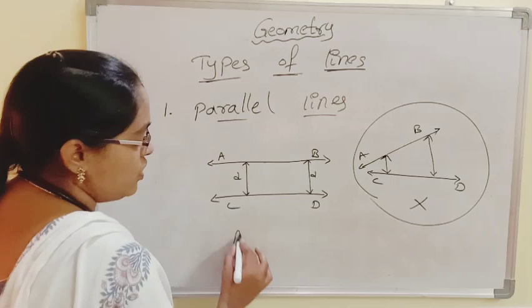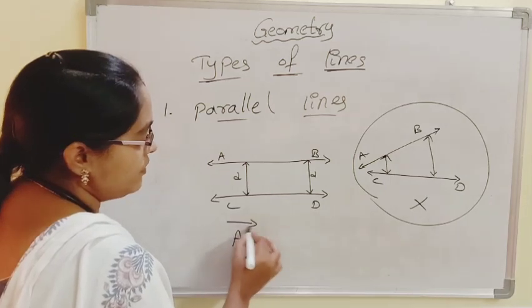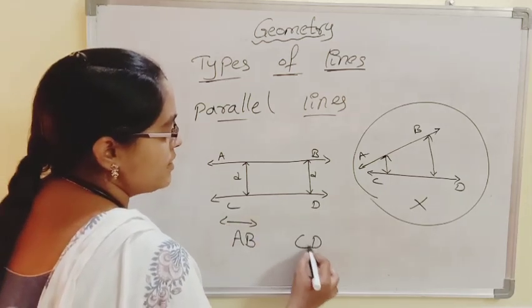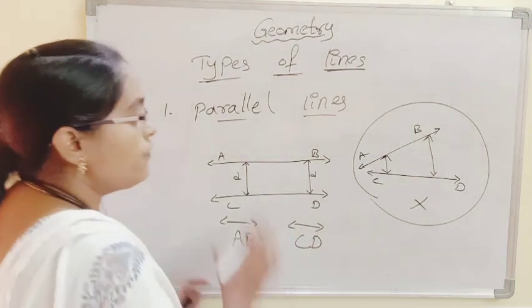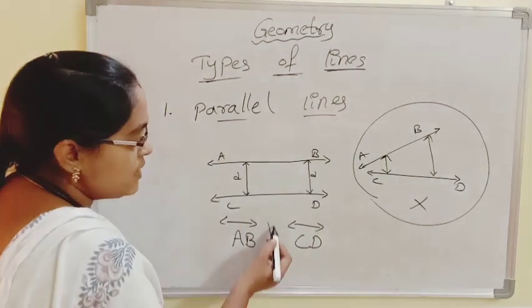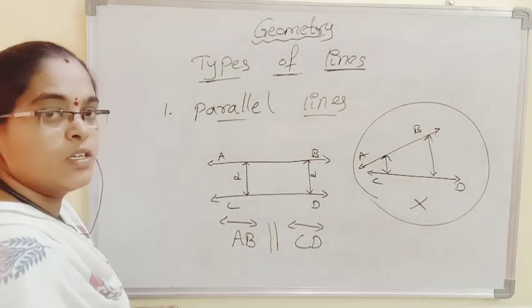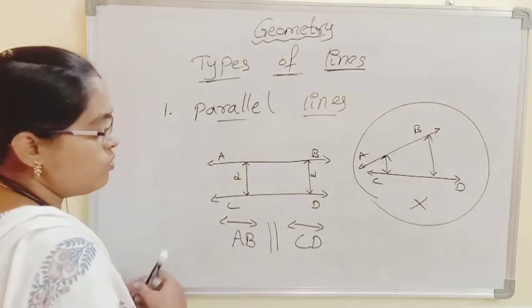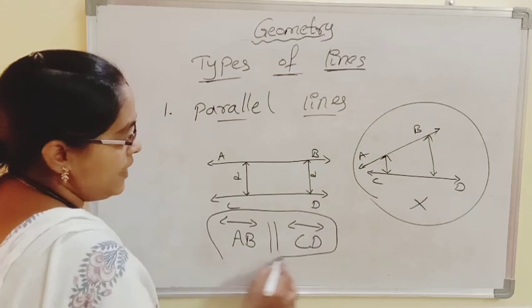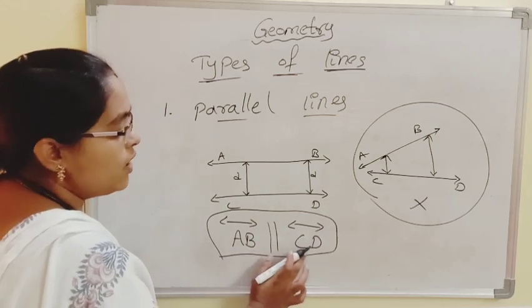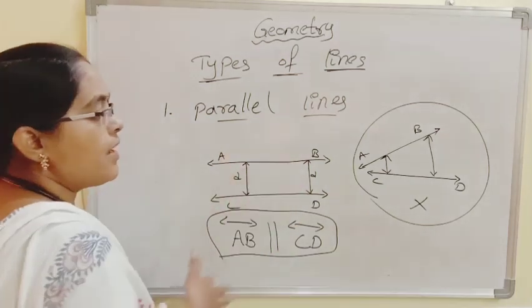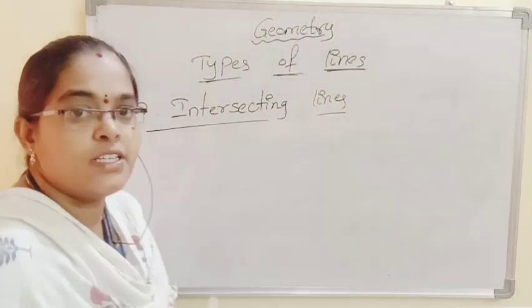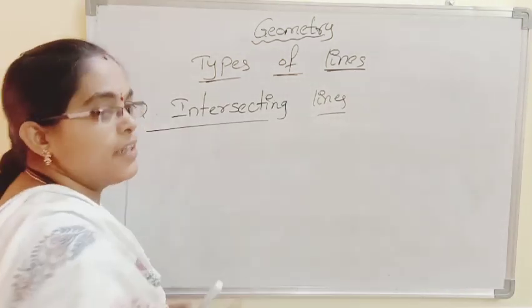See here, the first line is AB and the second line is CD. AB is parallel to CD. For parallel we use this symbol, two straight lines. How to read this? Line AB is parallel to line CD. Like this we represent parallel lines. Now the second one is intersecting lines.